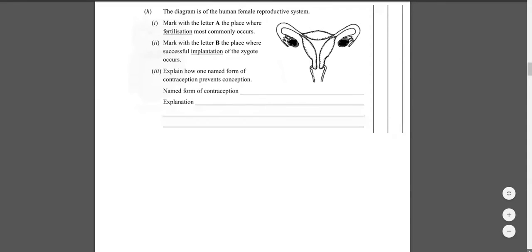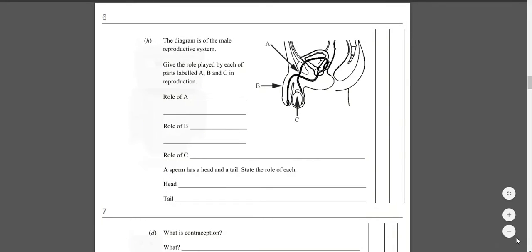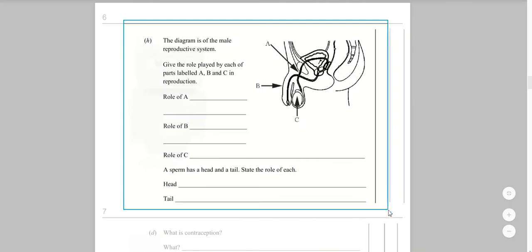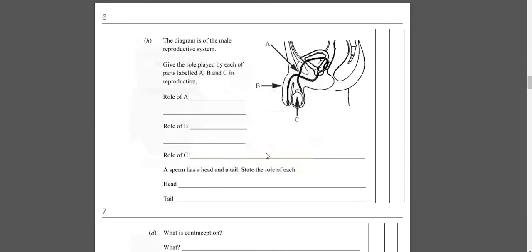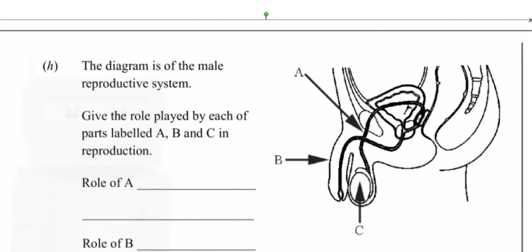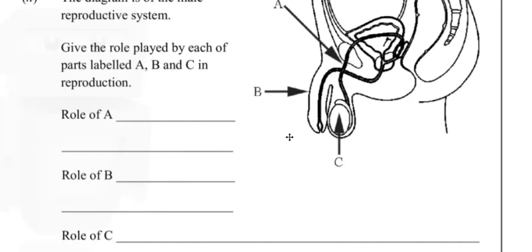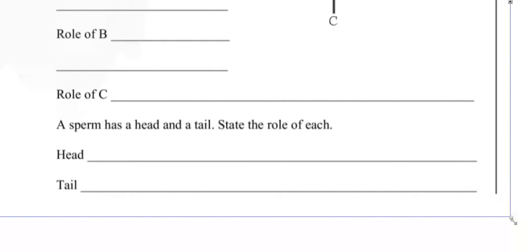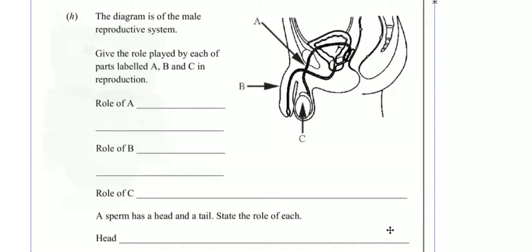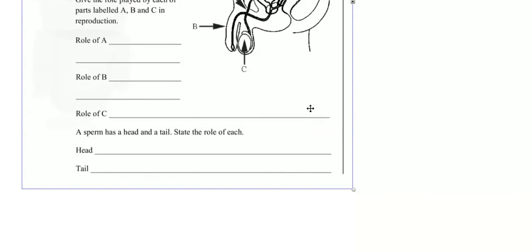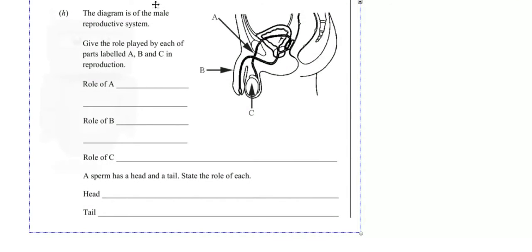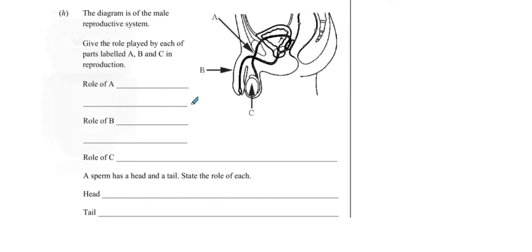The next question after that is question 6, the male reproductive system. We just have to give the functions or the roles of certain parts of this system, okay? So, let's find out. Now, role of A. A is a sperm duct and it's used to carry sperm from the testes.